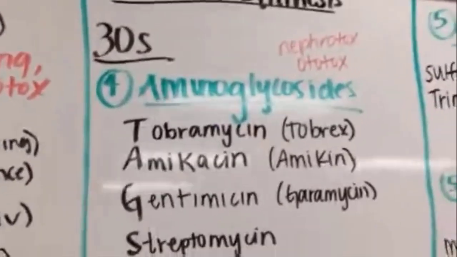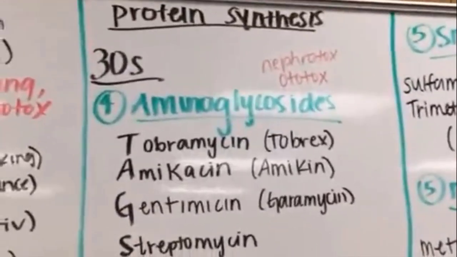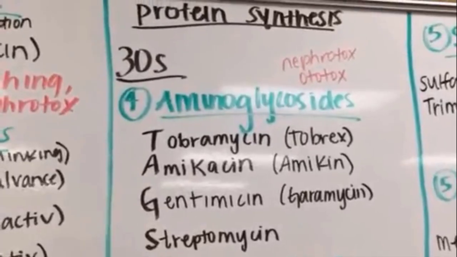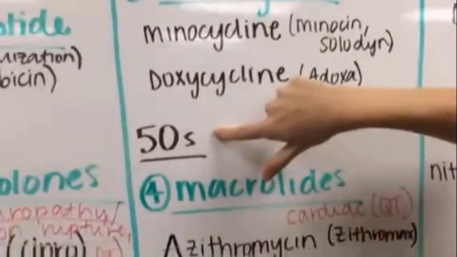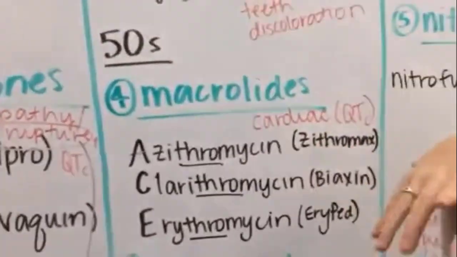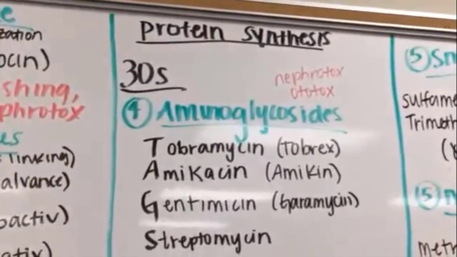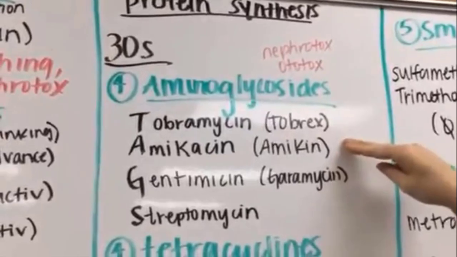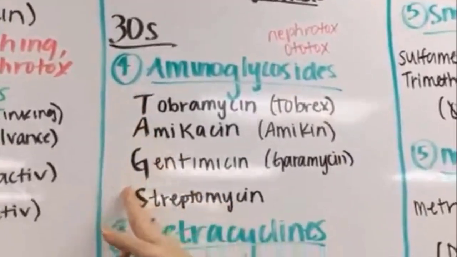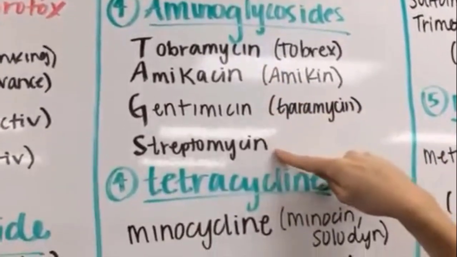Then we move into our protein synthesis inhibitors. And so I broke these down based upon their ribosomal subunit. So we have our 30S and our 50S ribosomal subunits. And ribosomes are used to help produce proteins. So these are going to inhibit the specific subunits to produce those proteins. So our aminoglycosides are going to work at our 30S subunits. And I made the acronym TAGS to help remember. So we have tobramycin, amikacin, gentamicin, and streptomycin.